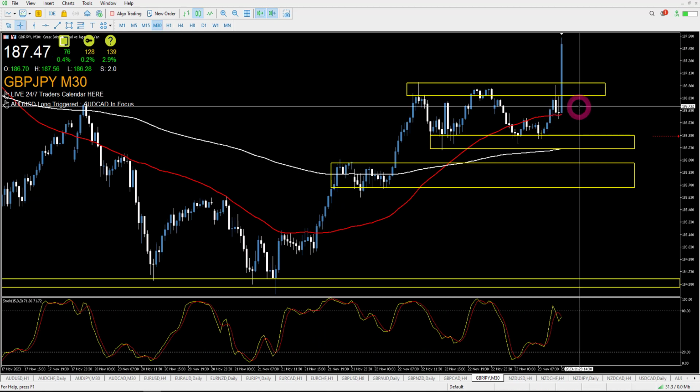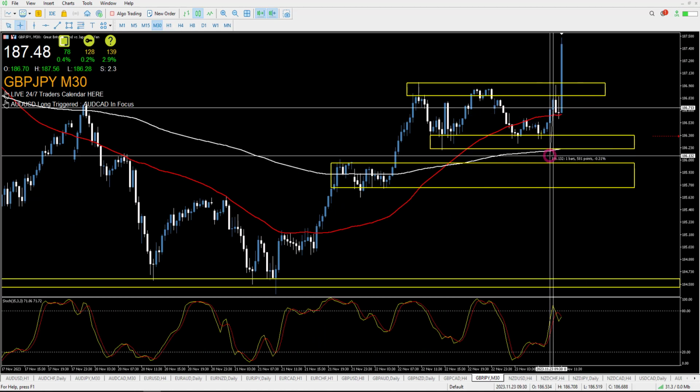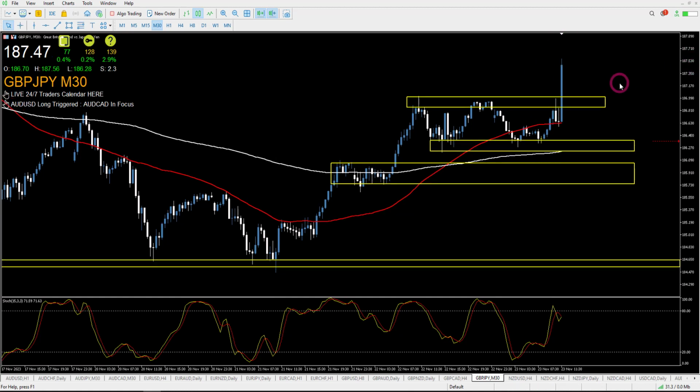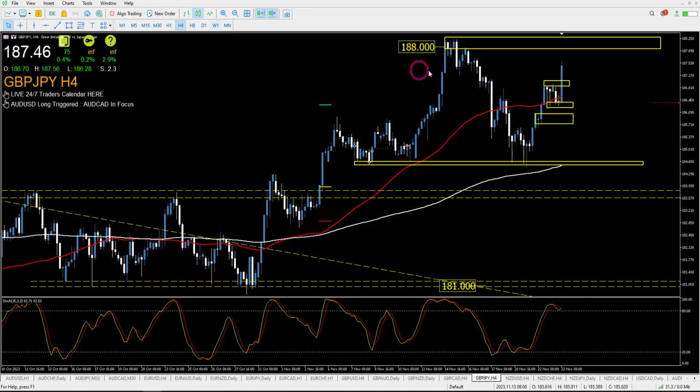Maybe if we took the 30 moving average breach there with a stop at 54 points, then we would have done really well. But the problem was that was high impact data. Trying to predict high impact data is, I'd say, not the easiest thing to do, right? So you want to be looking at after the data drops and let the dust settle, then we can look for opportunities to get involved. So yeah, looking to see if price can push up towards that 188 handle there.